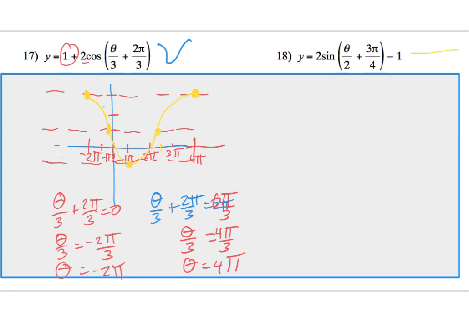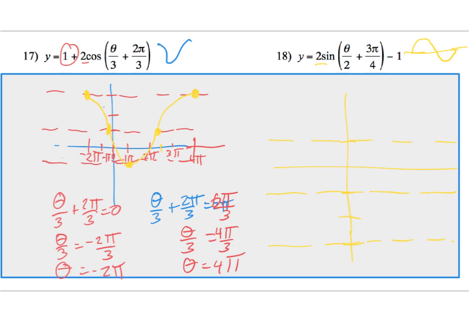For the last one, we've got sine. We know sine has a curve that looks like this. We're going to go down 1 for our midline, and go 2 above and 2 below to get our amplitude points. All right, let's get our starting point.